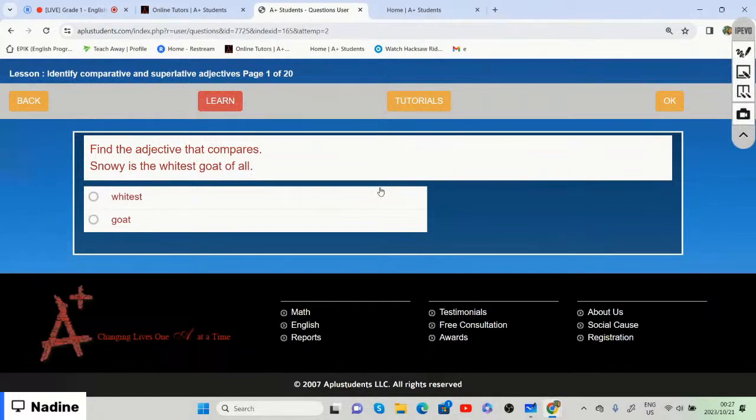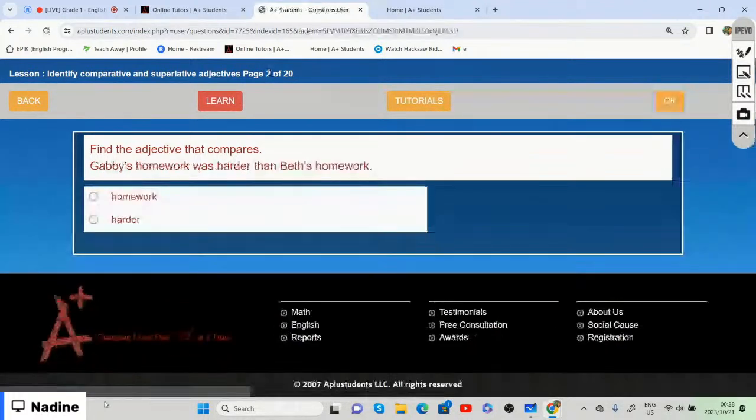All right, so if we look at the adjective that compares, let's say the first one. Well done. We need to find the adjective that compares. So this is correct.